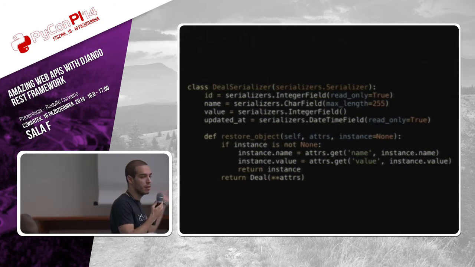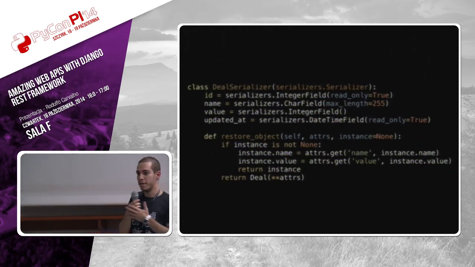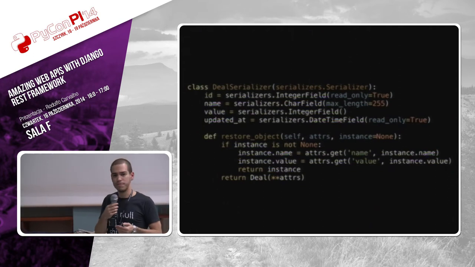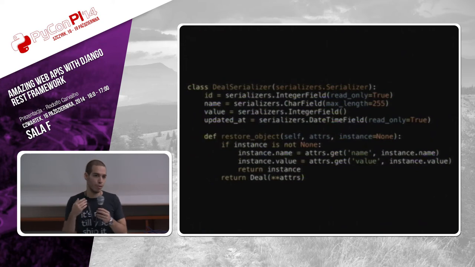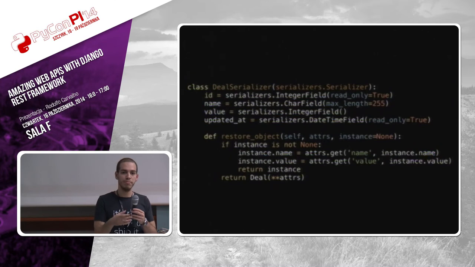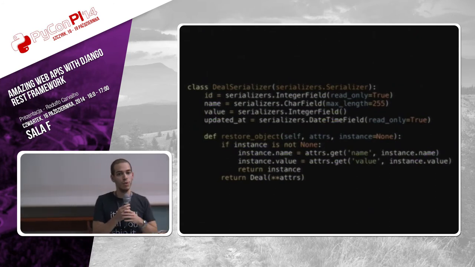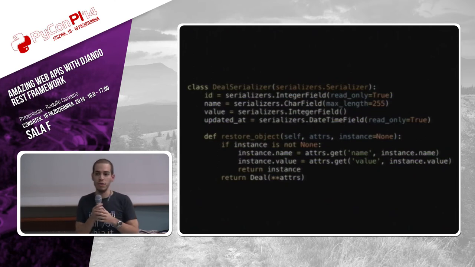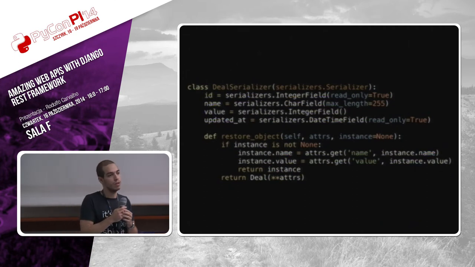You basically declare what the fields are. So in this case, we have ID, name, value, updated that. We tell what types they are. And then we describe to REST Framework how to go from a bunch of Python primitives into an object. Right? It cannot discover magically that you have to build an instance of a deal. So you tell it explicitly what to do. So here is where you could, for example, plug something or store it on MongoDB. You might not need the ORM when you're using MongoDB.